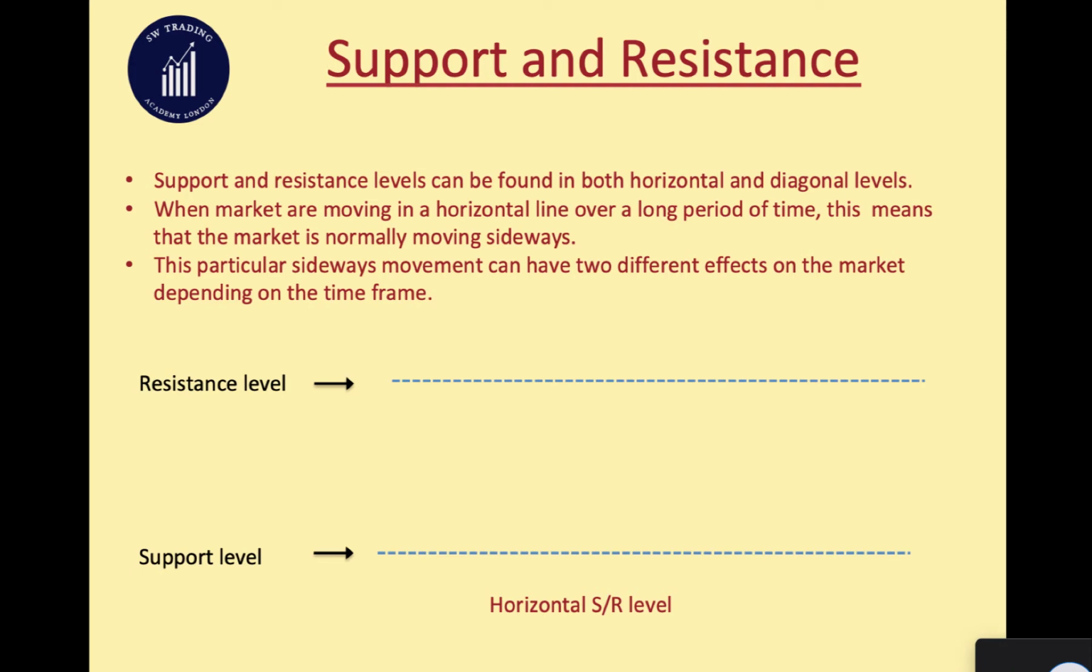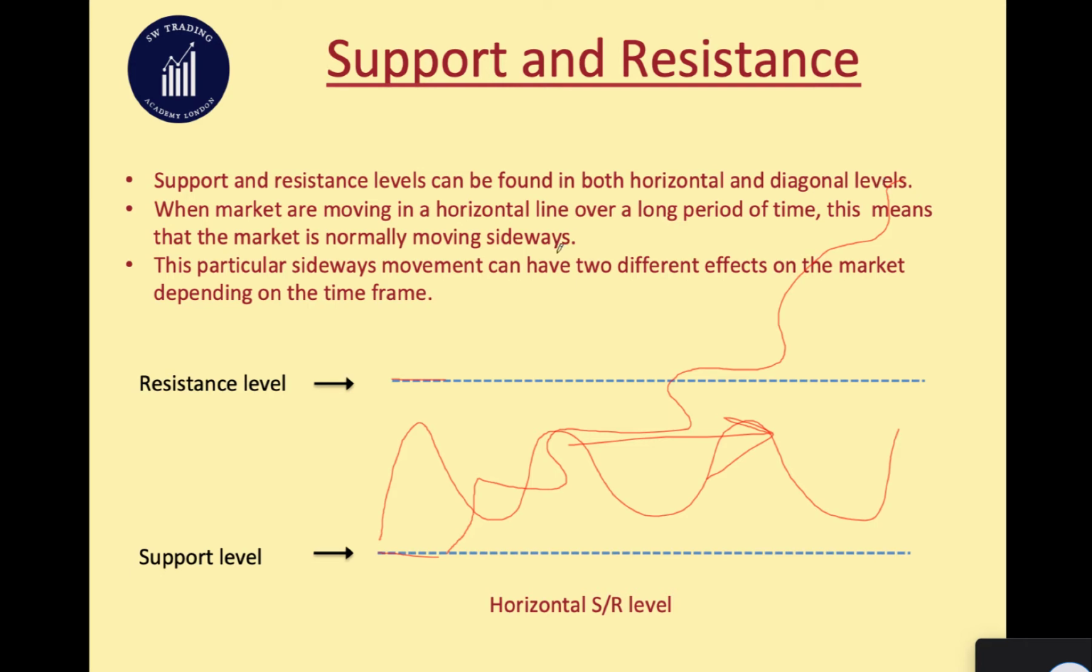When markets are moving in a horizontal line over a long period of time, this means that the market is normally moving sideways. Okay, so when you see the market, let me get a pen here, moving like this, that means the market is moving sideways. Why sideways? No up and down. Because we have these levels, okay? We have the level of resistance and the level of support. So in order for this to be considered an uptrend, we will see the market moving like this. As simple as that.